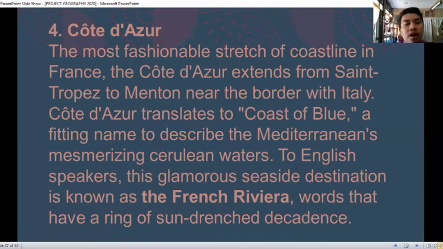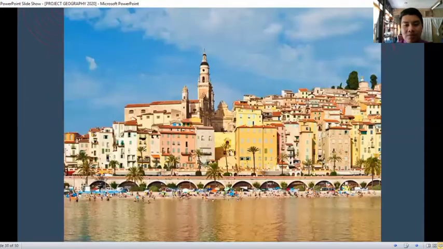Next, we have Côte d'Azur. The most fashionable stretch of coastline in France, the Côte d'Azur, extends from Saint-Tropez to Menton near the border with Italy. Côte d'Azur translates to coast of blue, a fitting name to describe the Mediterranean's mesmerizing cerulean waters. To English speakers, this glamorous seaside destination is known as the French Riviera, words that have a ring of sun-drenched decadence. This is the picture of the place.